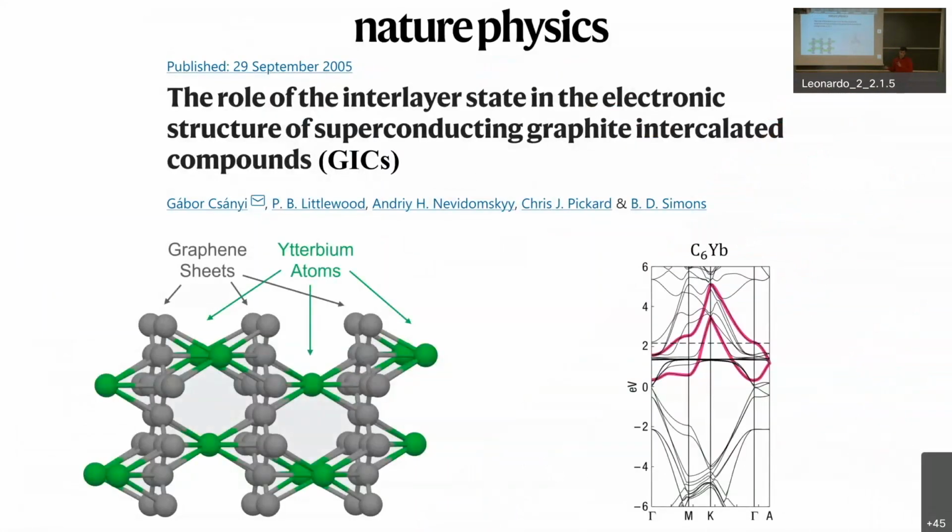DFT also helped to explain several physical phenomena, one of which is superconduction in graphite intercalation compounds, also called GICs. In this article published by Nature, the authors explored the architecture of states near the Fermi energy and identified some characteristics that were common to all GICs. All this was made thanks to density functional theory in the framework of the local density approximation. Analyzing the band structure of these compounds that are obtained through the intercalation of several elements, such as lithium, calcium, and ytterbium, as we can see from this image, the authors discovered that superconduction in these compounds is strictly correlated to the occupation of an interlayer state.